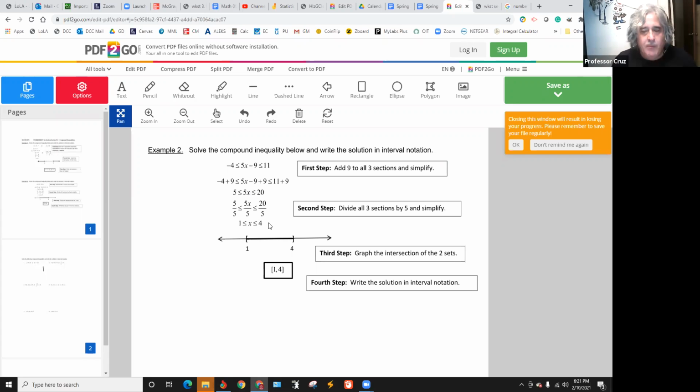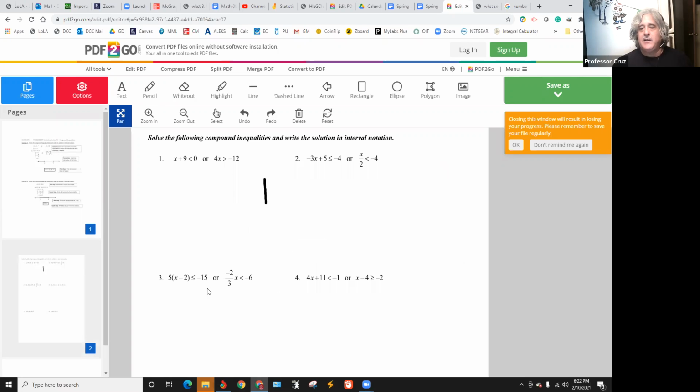So the value of x that solves this original inequality is between 1 and 4, inclusive, because it has equal signs there. The good thing about interval notation on this is it's real easy to do. You just start with the first number, 1, with a bracket, then a comma, and then 4 with a bracket. All right, take a look at these.